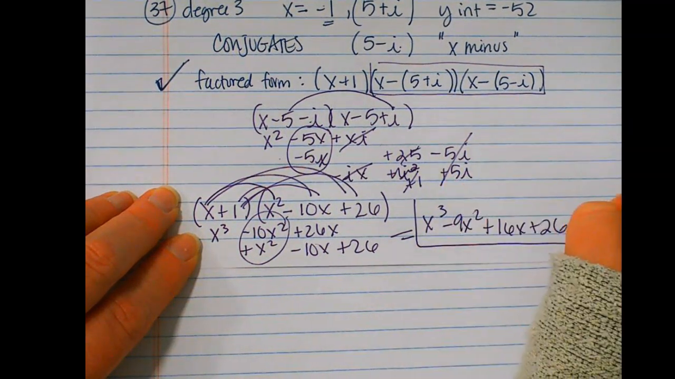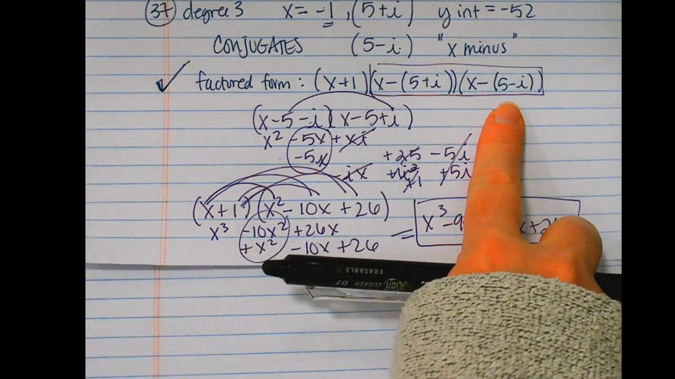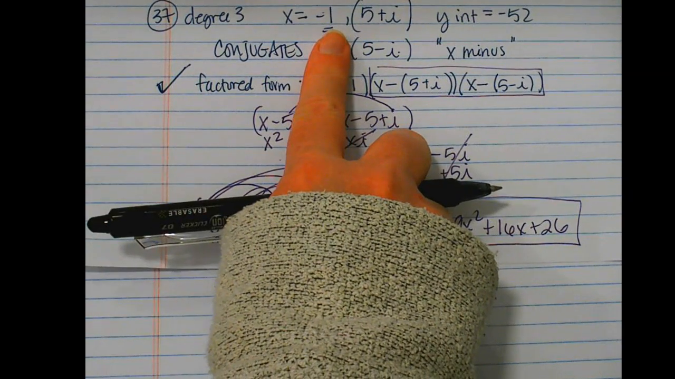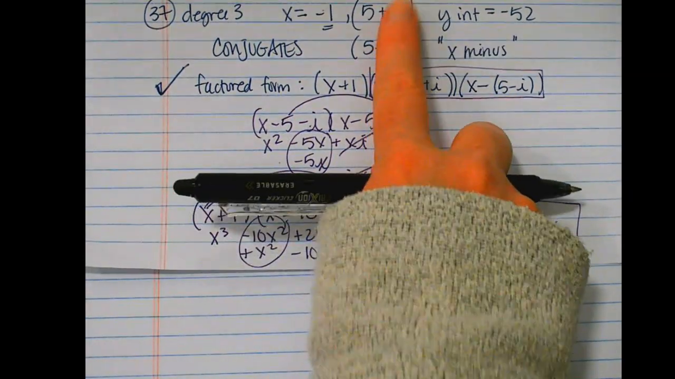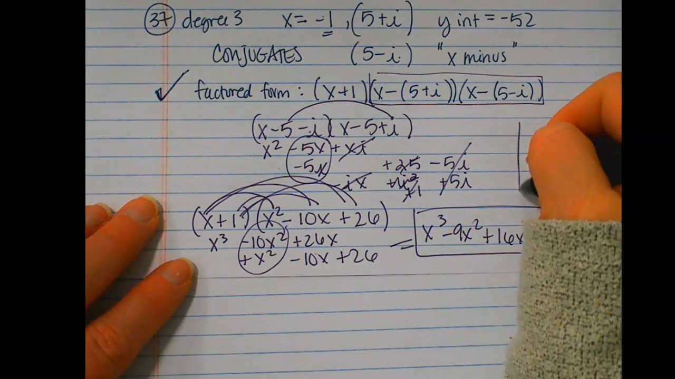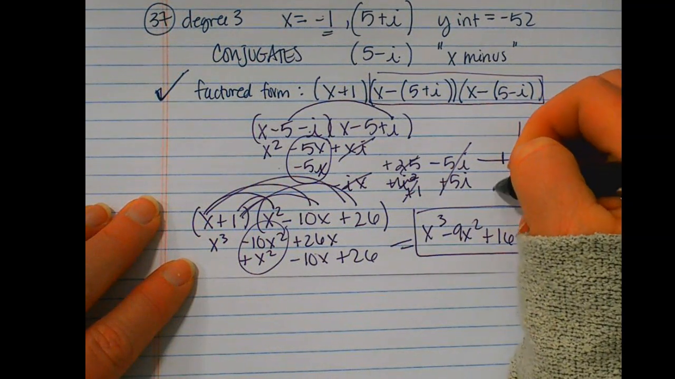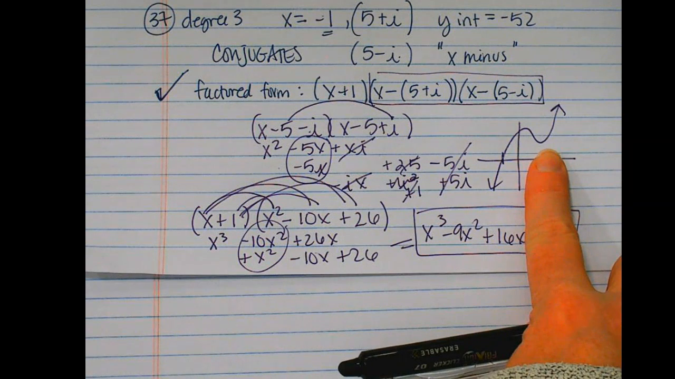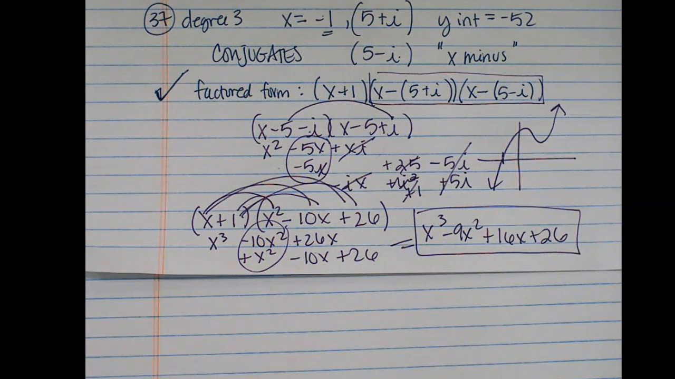So this is the polynomial. Note how all the i's canceled. It looks like a regular polynomial, but it's only going to cross the x-axis at -1. These are imaginary roots that make it have a squiggle to it, but they don't cross the x-axis. So it would cross at -1 and then do something like that, where it doesn't cross the x-axis again. But it does affect the graph and make it not straight.